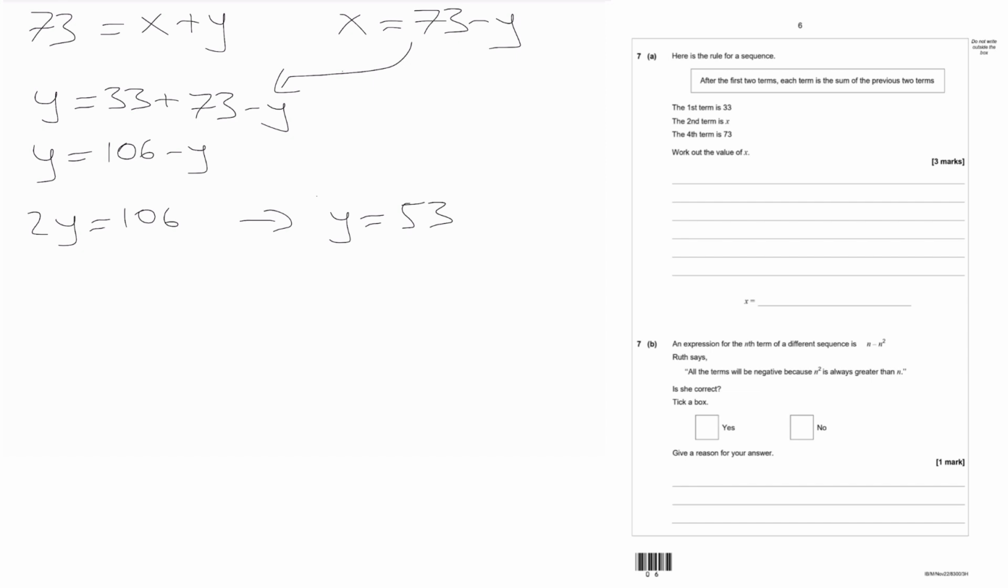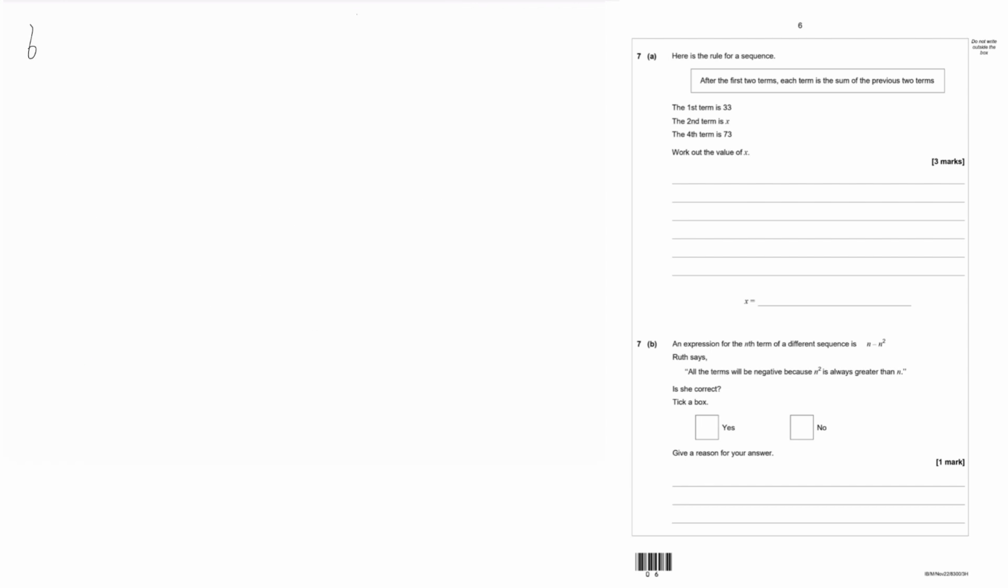Using this information now, I can use my other equation, which says that X equals 73 minus Y. Well, I now know what Y is, so I can substitute this value in. So X is equal to 73 minus 53, which equals 20. Moving on to part B.